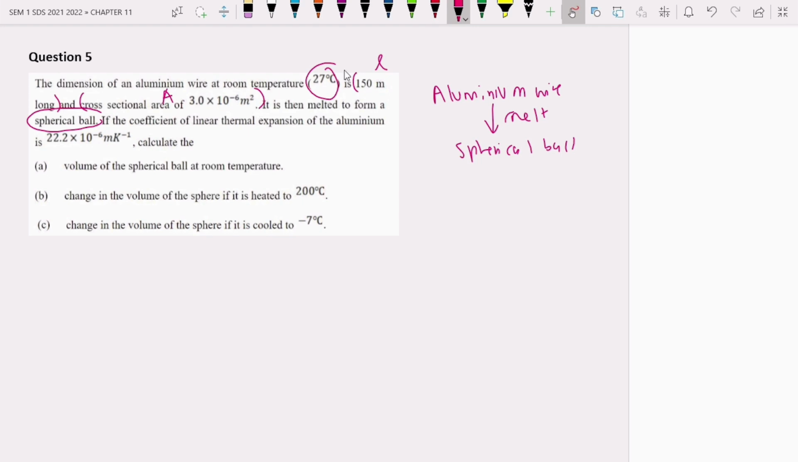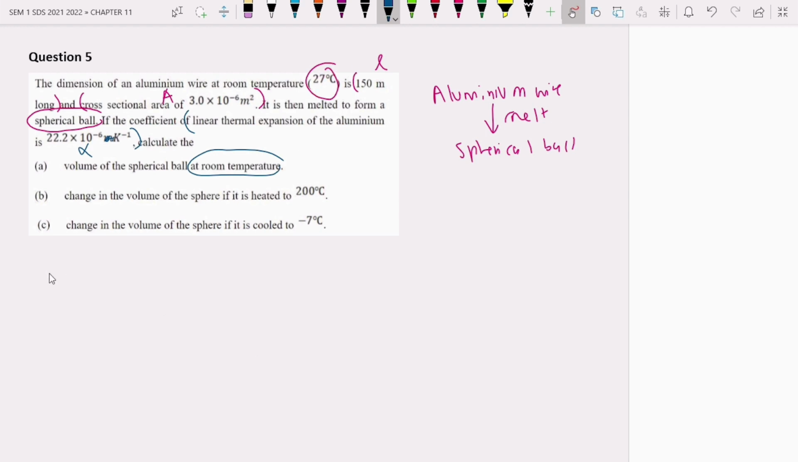If the coefficient of linear thermal expansion of the aluminium is 22.2 times 10 to the power of negative 6 per Kelvin. Okay, so this is the coefficient of linear thermal expansion. Calculate the volume of the spherical ball at room temperature, so at 27 degrees Celsius.